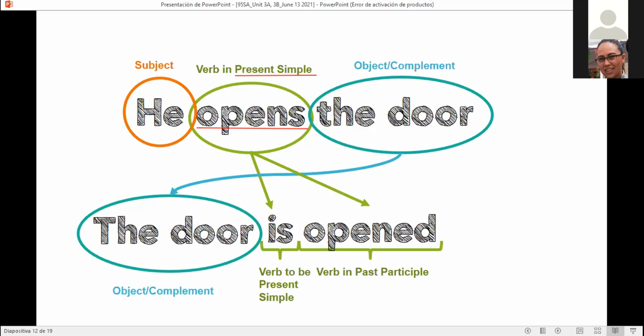¿Qué será? By. By, muy bien. ¿Y qué más va? ¿Qué más utilizamos? El sujeto, ¿no es cierto? ¿Utilizamos he igual?